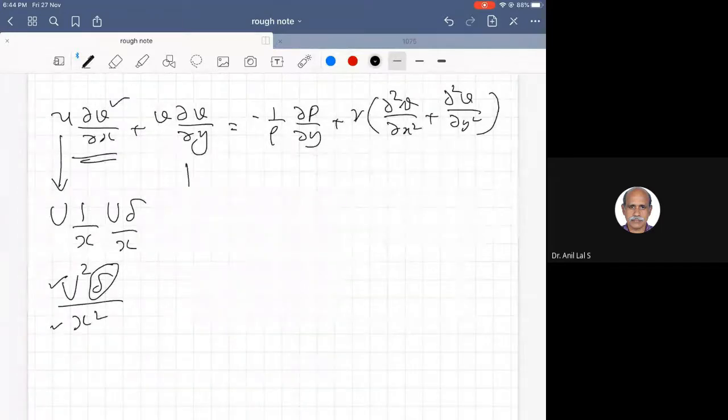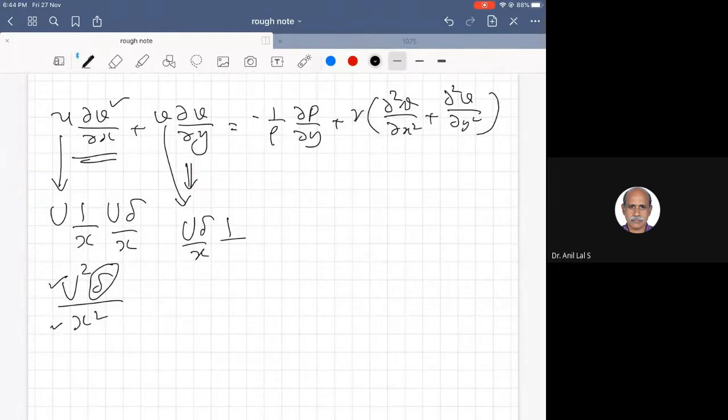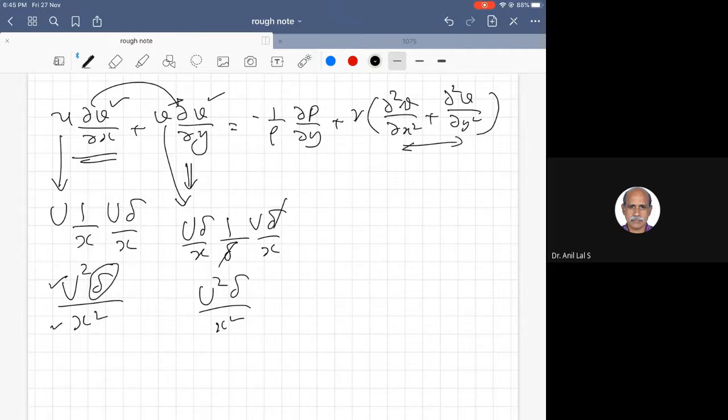Like that, if you look at this one, v is of the order of U delta by x, dou by dou y is 1 by delta, and v is U delta by x. So one delta goes, so this is also U squared delta by x squared. Both the terms are of nearly the same order, but both are small, right? Now, just like our u momentum equation, the first term is going to be much smaller than the second term, so we need to look at only the second term.